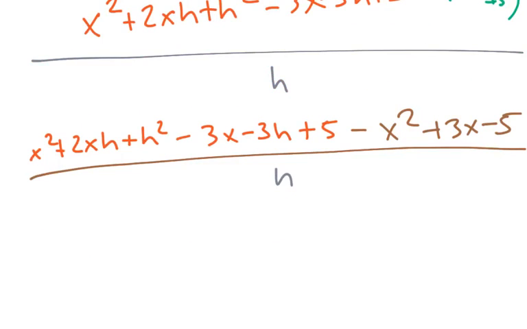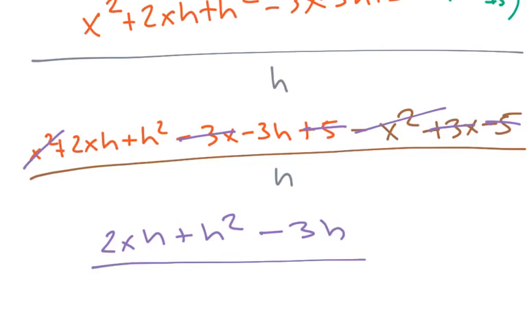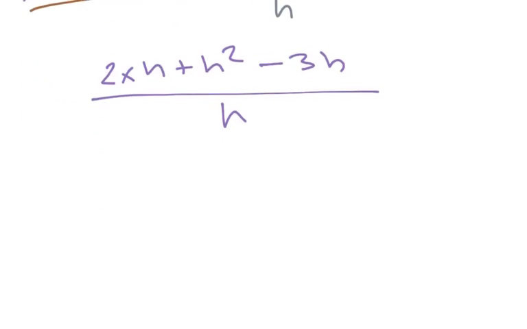So from here, we're going to see if we can cancel out. What should always happen is anything that doesn't have an h is going to cancel out. So we can see that x squared minus x squared cancels out. Negative 3x plus 3x cancels out. 5 and negative 5 cancel out. And that leaves me with 2xh plus h squared minus 3h over h.